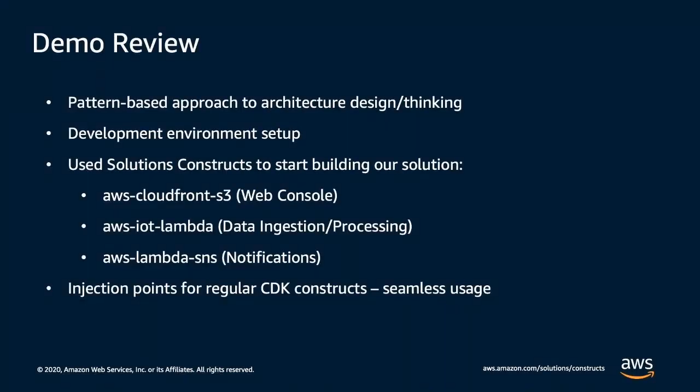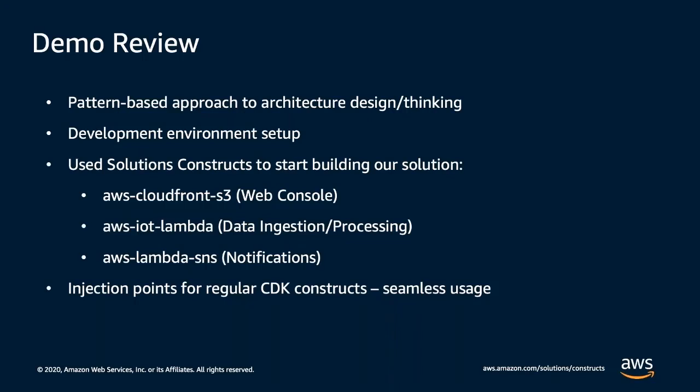So to recap what we saw in the demo today, we took a look at how we can divide our architecture up into commonly used patterns and then use AWS Solutions Constructs to cut out the repetitive steps in implementing them. We then set up a sample development environment and started using patterns to build our solution. We used an AWS CloudFront S3 pattern to model out our web console, which will be used for managing events within the manufacturing space. We used an AWS IoT Lambda pattern to build our data ingestion and processing capabilities, used for ingesting events from devices and properly routing them.